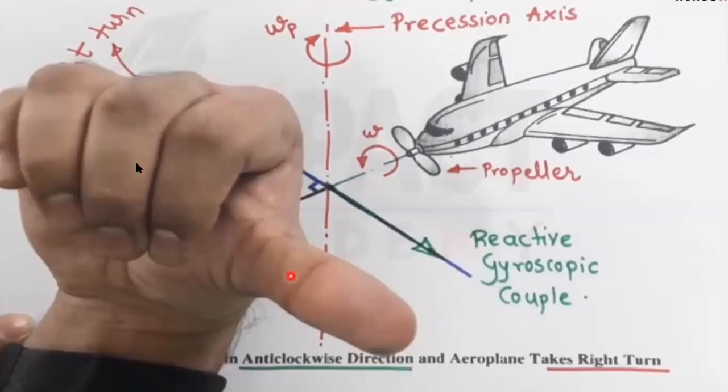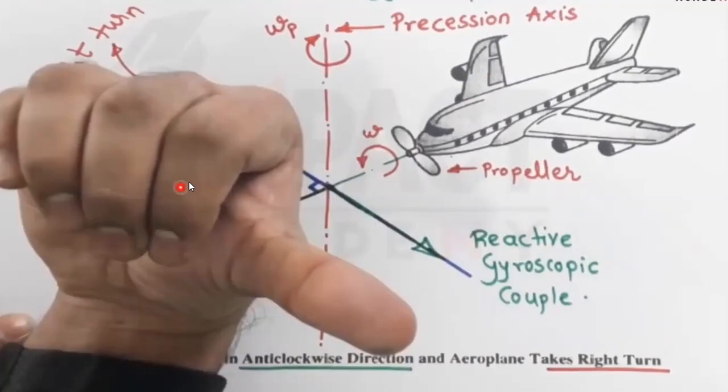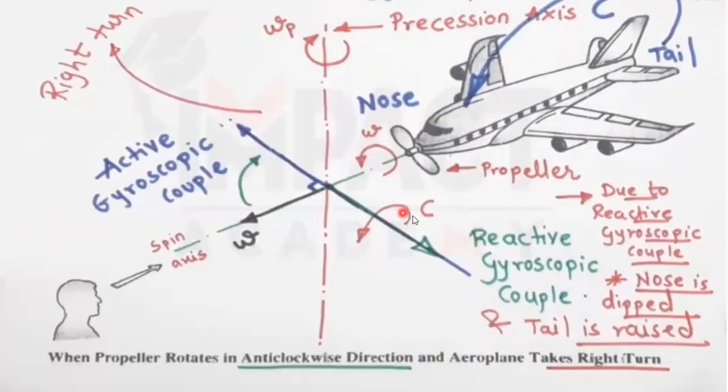So just close and open all four fingers and you will easily get the couple. Couple can be easily formed. This thumb will be denoting the arrowhead of the reactive gyroscopic couple. Automatically, if you close and open all four fingers, you will be getting a couple like this. Then transfer the entire couple to the flight.